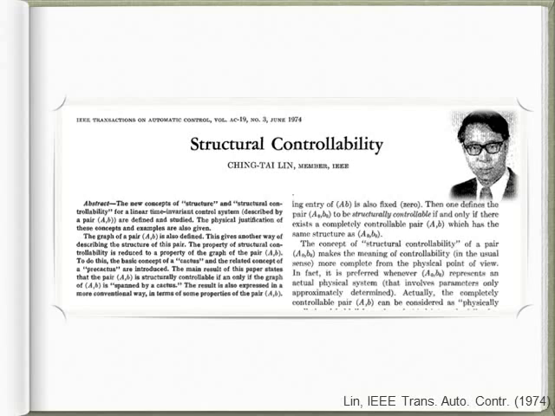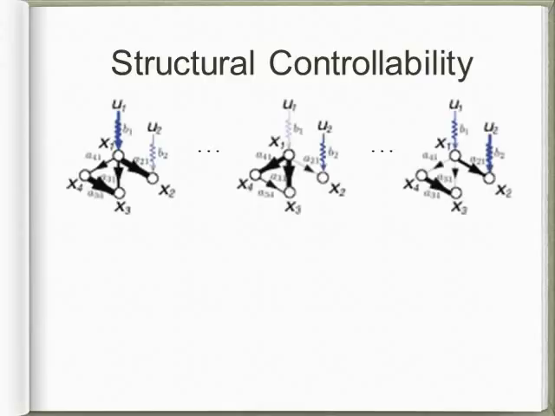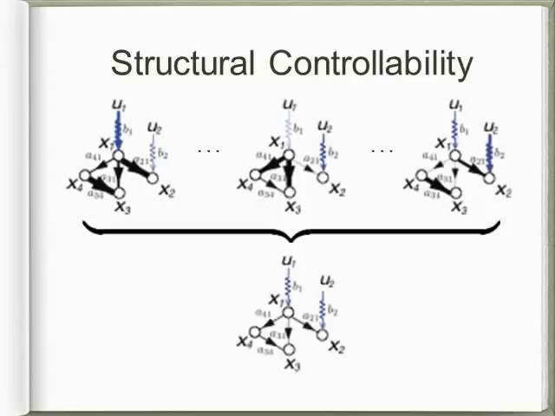Let me give you the basic idea of structural controllability. Basically, you know the network structure. You know who connects to whom. And you also know who you are controlling. But you don't know the interaction weights. You don't know the strength of the signal. You just know the topology of the control system.